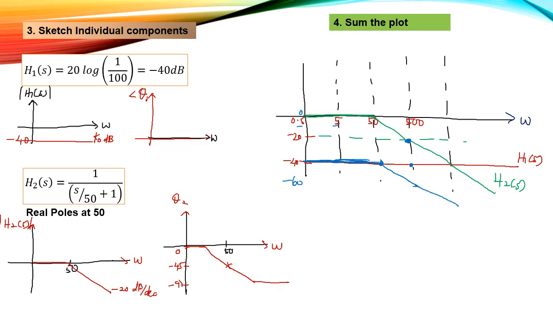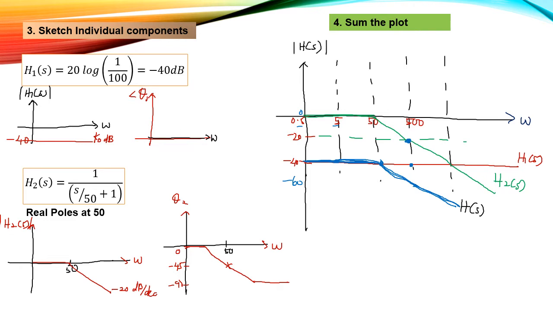Okay, so this is the summation, the magnitude summation of the transfer function. So this is your H(s), the main transfer function. This is the magnitude plot of H(s).